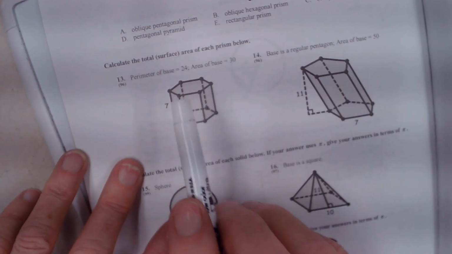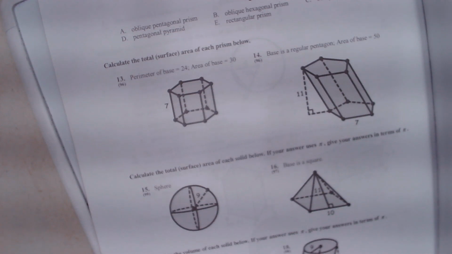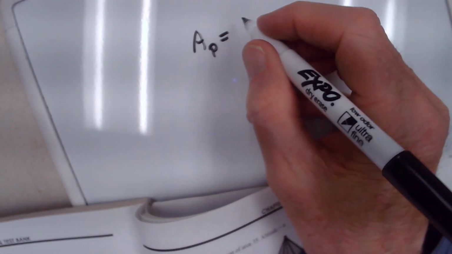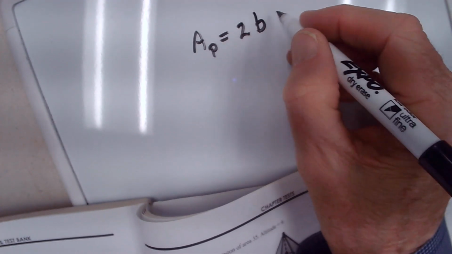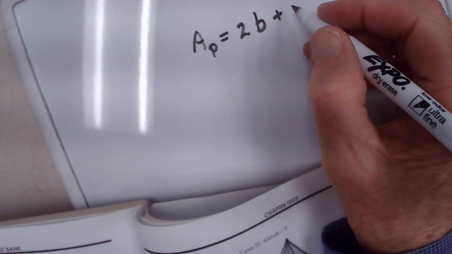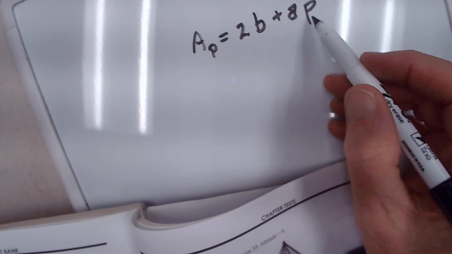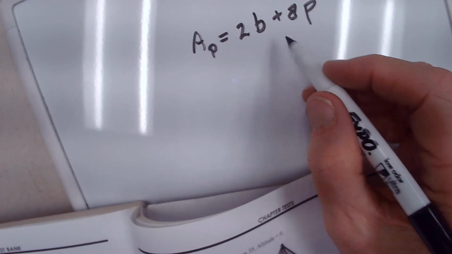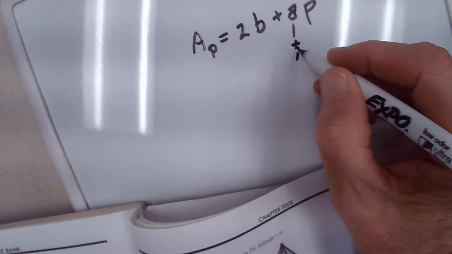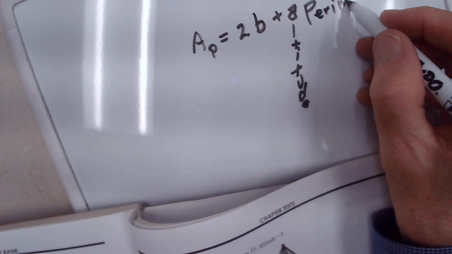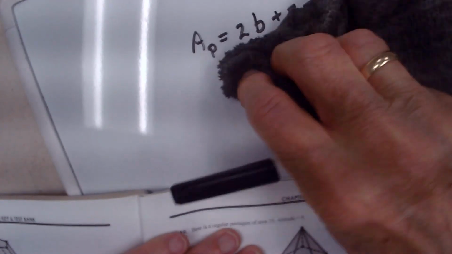So surface area of a prism, magic formula, whether it's oblique or regular: area of a prism is equal to 2 times the base plus AP, or 2B plus AP, A being the altitude and P being the perimeter. Altitude, that's kind of weird, and perimeter. And B is the base.